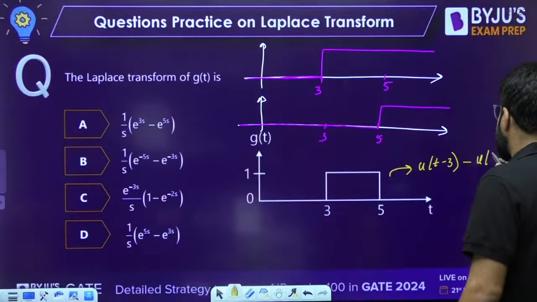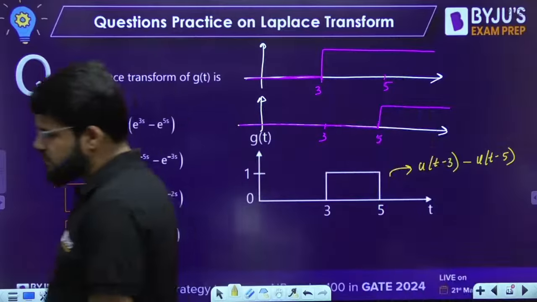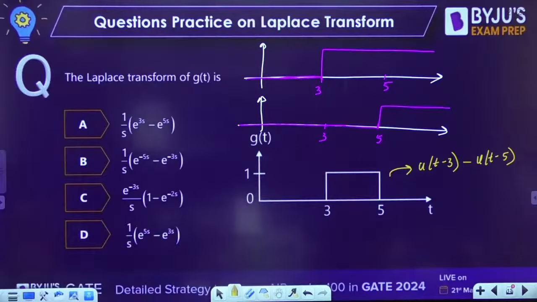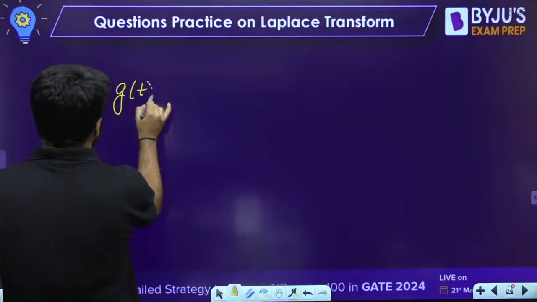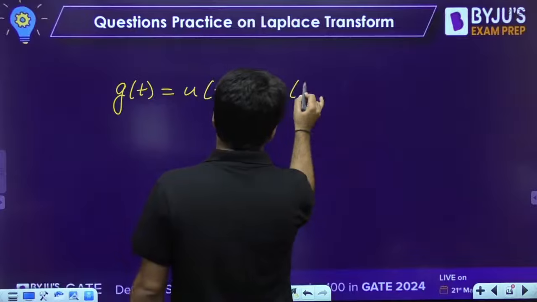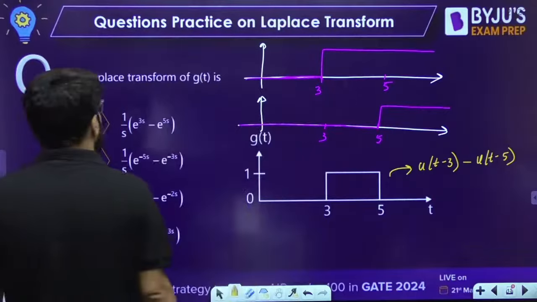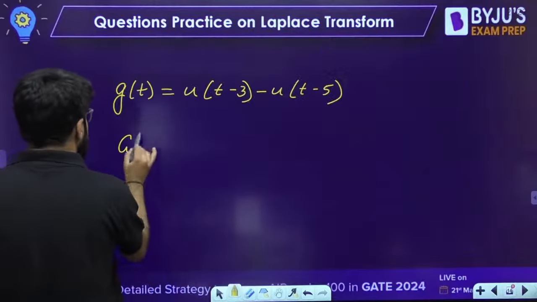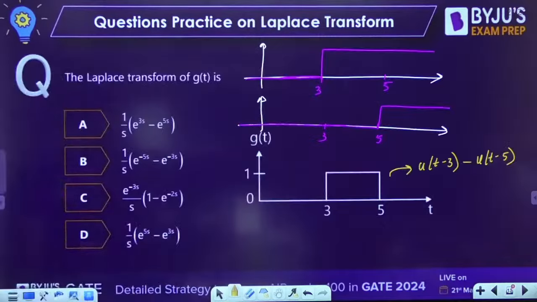Next one is u(t minus 5). So this is the value of g(t), that is u(t minus 3) minus u(t minus 5). Okay, that is g(t). So what is G(s)? If this is g(t), what is the value of G(s)?